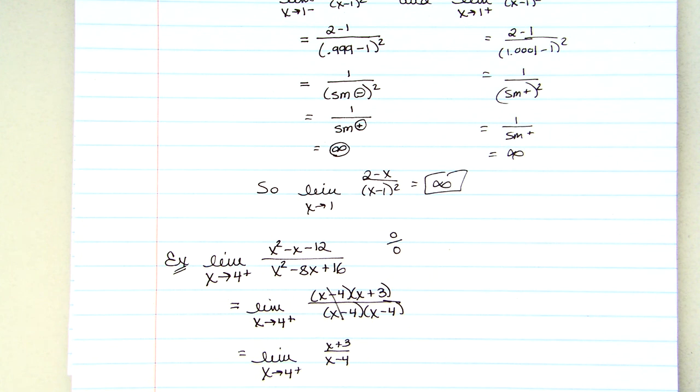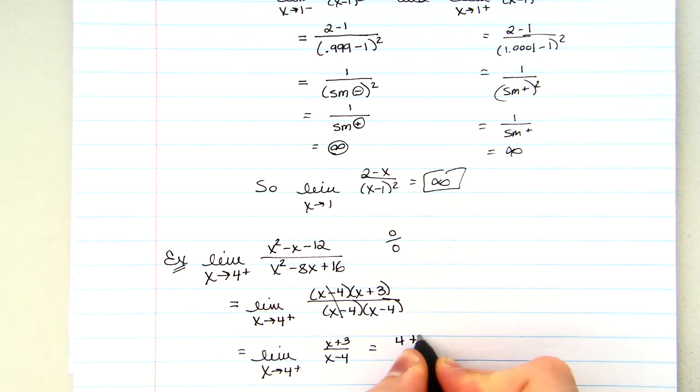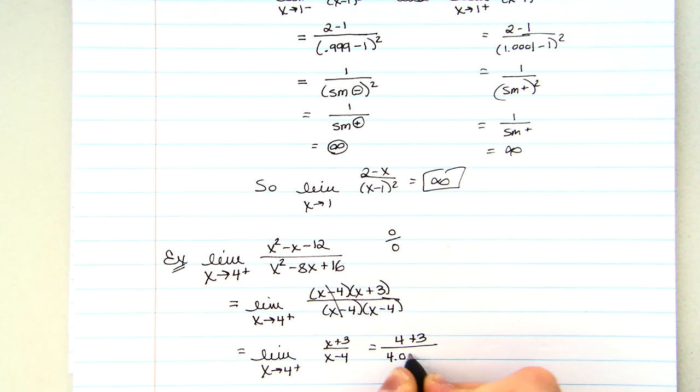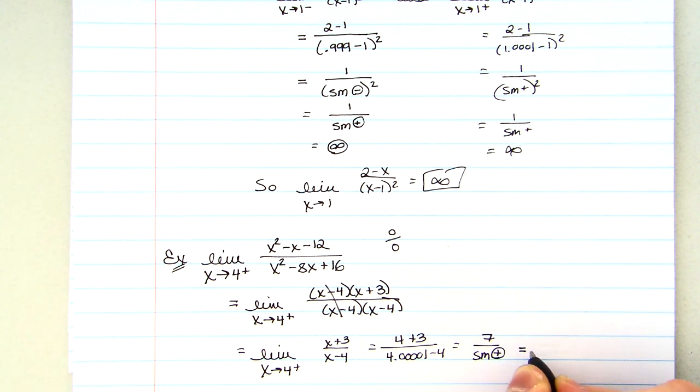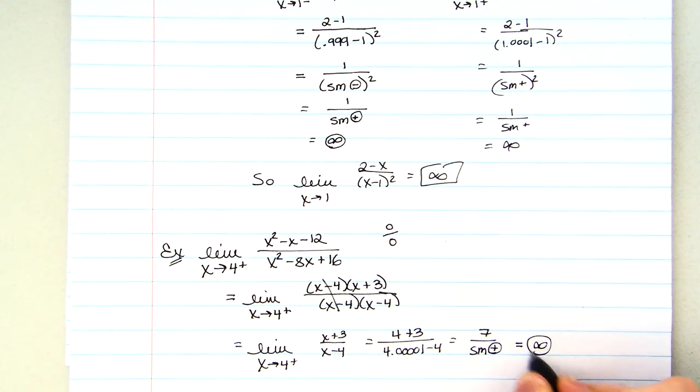Go do your plug into the top, plug in something close to the bottom. 4.00001 plus 3 over 4.00001 minus 4. 7 over a small positive, which should give me infinity.